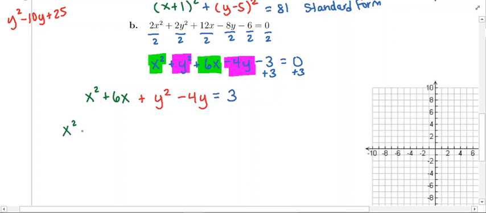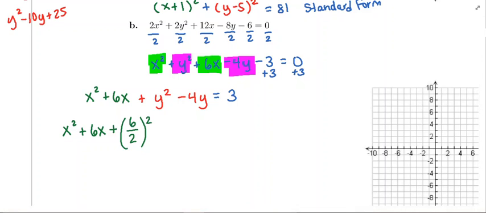So we've got x squared plus 6x, and then you're going to add to this. When you complete the square, you're always adding. Again, the rule is to take the number in front of x, which is 6, divide that number by 2, and square the result. This number, 6 divided by 2 squared, was not there before.